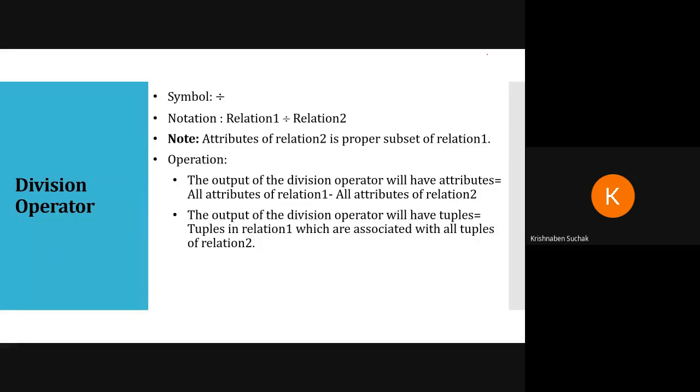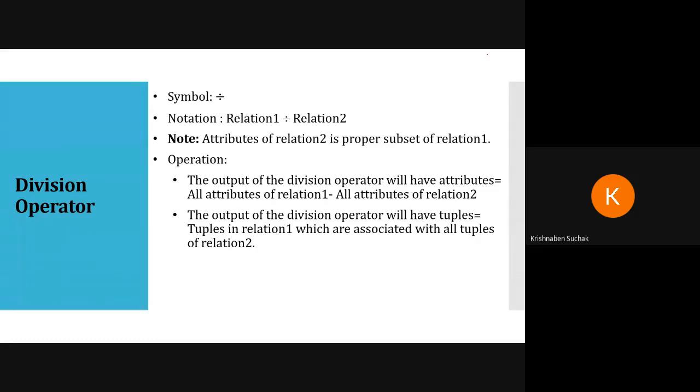Now the notation of the division operator is relation 1 divided by relation 2. That means table name 1 divided by table name 2. If we have two tables, whenever we want to perform the division operator, we write table name 1 divided by table name 2. Whenever I say relation, you have to understand table.